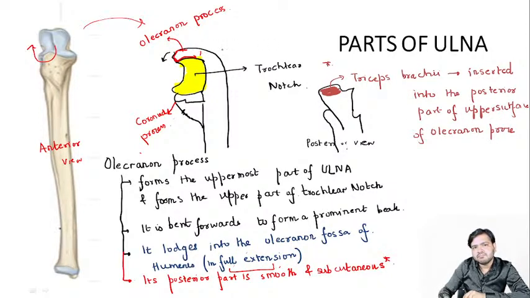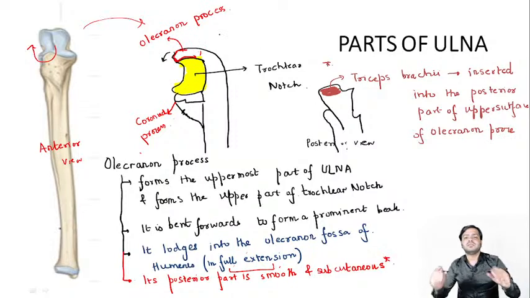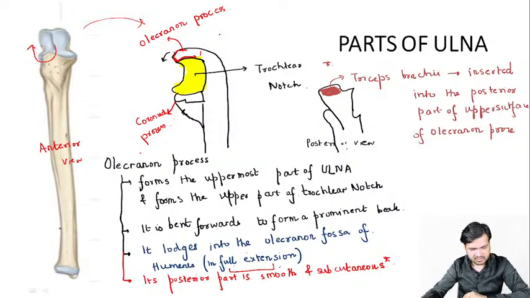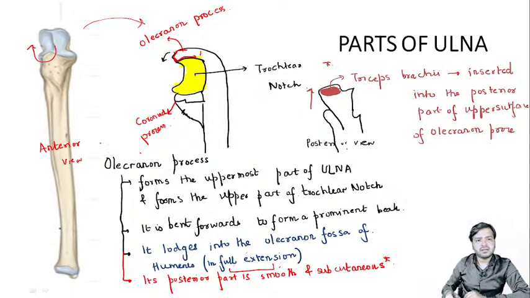Just behind this particular structure, it is clearer in the posterior view. Over here you will be finding the triceps muscle which is inserted in the posterior part, the upper part, of the olecranon process. I hope this particular olecranon process is clear to each and everyone.